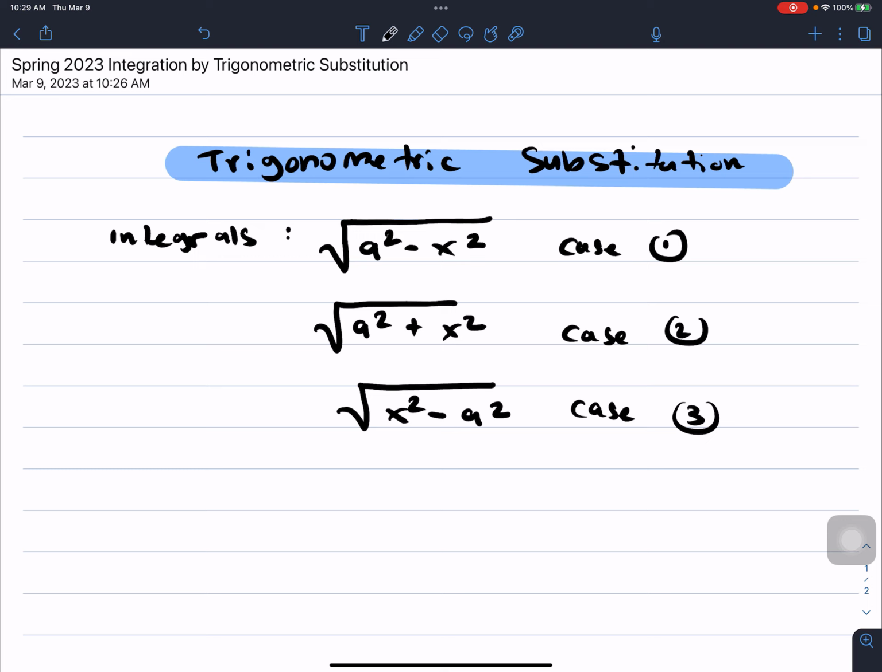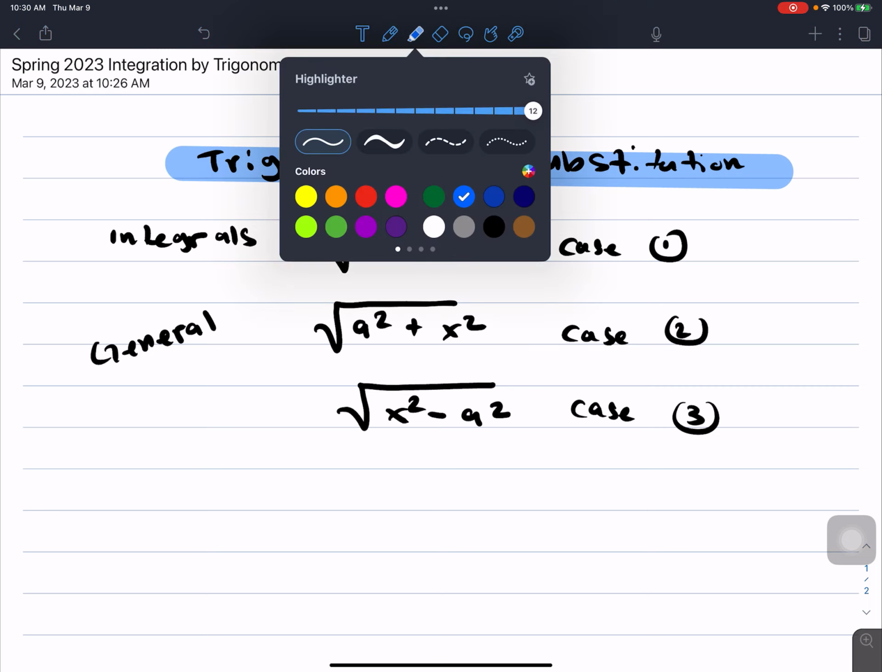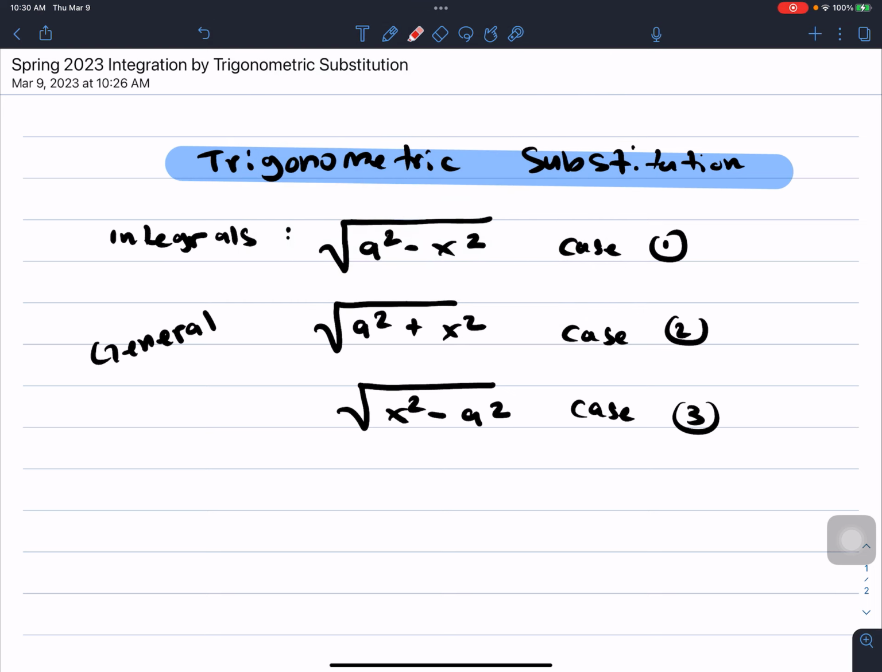So this is generally speaking. In general, you have these cases here, and they're all different, but this is kind of the starting point for what's called trigonometric substitution. Now each one of these, as you guys know, has this a value, and you have this x value, and they're both squared. In some cases you have sums, in some cases you have differences.